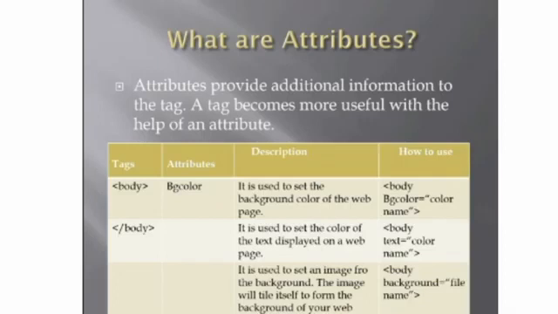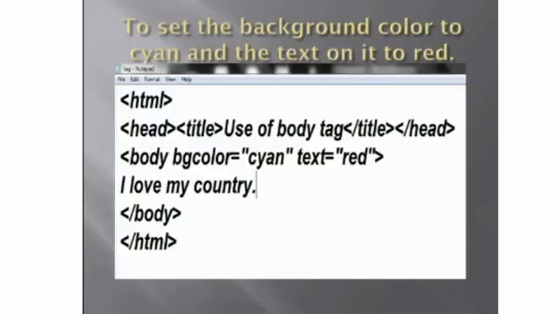And now how we can use that? Body, then space, attribute name, that is background, is equal to double quotes and the path of the file which you want to insert, path of the image which you want to insert on your web page. Now here is an example. I have used two things here: BG color, that is background color, to crayon, and text color to red.